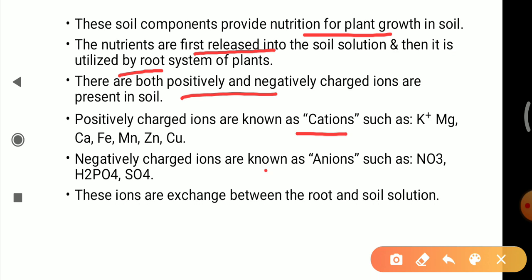A negatively charged ion is known as an anion, such as NO3 minus, H2PO4 minus, SO4 2 minus. These are all negatively charged ions. Both the positive cations and the negative anions are present in the soil. These ions are exchanged between the root and the soil solution.